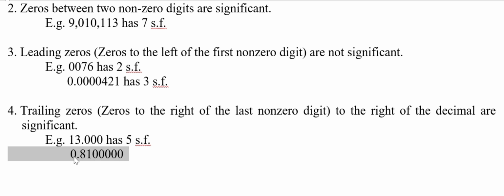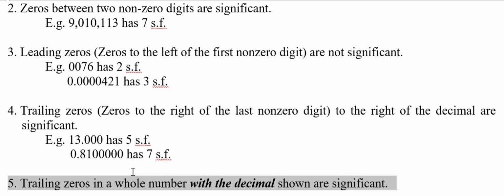Another example is 0.810000. These 5 zeros are written to the extreme right of this non-zero digit, meaning they are trailing zeros. But for this one, it's a leading zero because it's written to the left of the first non-zero digit, which is 8 in this case. So whereas this one is not considered significant, these other zeros will be considered significant, meaning in total, this number has 1, 2, 3, 4, 5, 6, 7 significant figures.